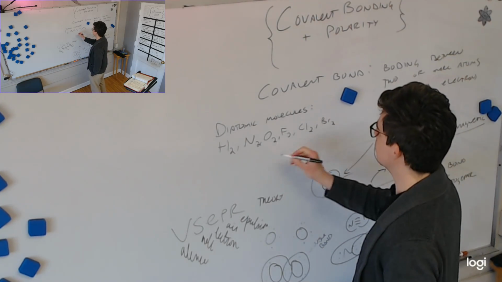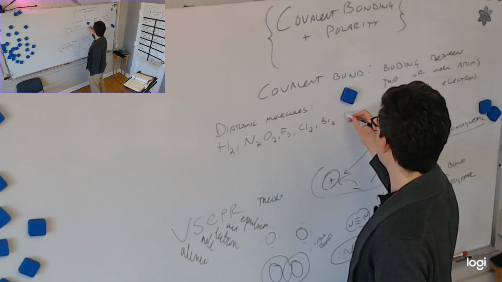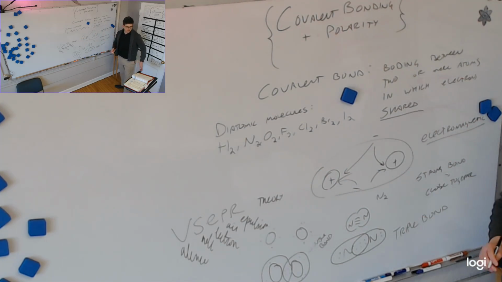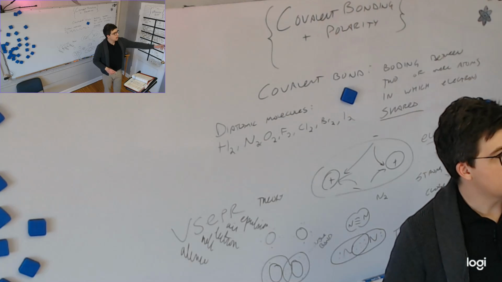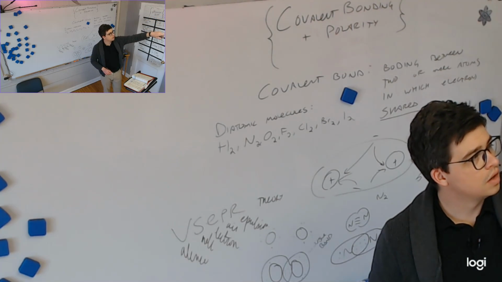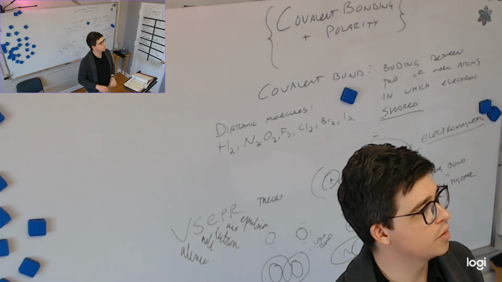There should be 7. 1, 2, 3, 4, 5, 6. Yeah, I2 is one of them. I mean, Br2 is one of them. So there's a pattern here. Hydrogen's up in the top left corner. And then you see nitrogen, oxygen, fluorine, chlorine, bromine, and iodine.